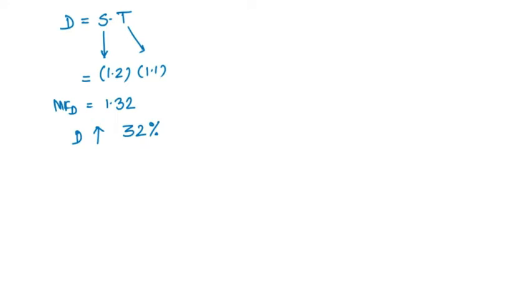You can do it mentally because speed goes up by 20% and time goes up by 10%. Therefore, my multiplying factor is 1.2 into 1.1. So immediately I can say I can cover more distance. Speed is more, time is more, so obviously distance would be more, and it would be more by 32%.